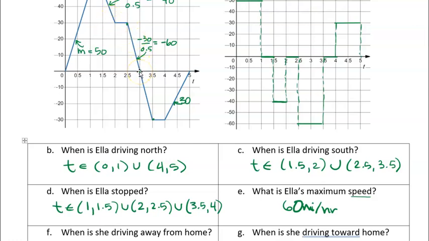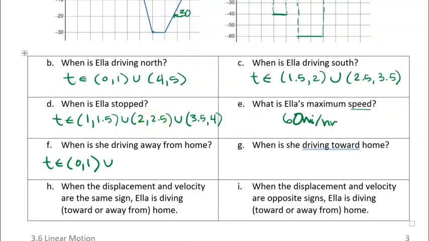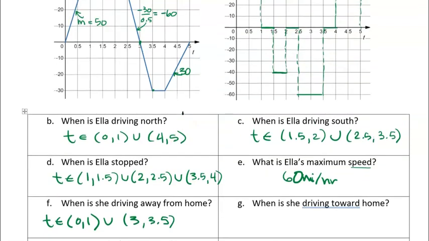She gets to home. She's back at home at 3 hours, but she starts driving away from home. She goes farther south. So there's also the interval between 3 and 3.5 where she's driving away from home. She's driving south, and her position is also south during this interval. So she's driving away from home.